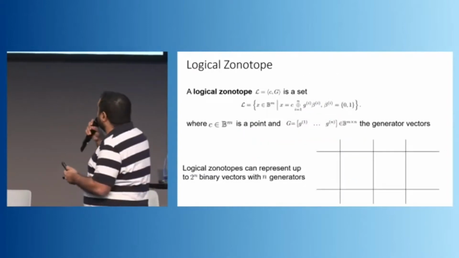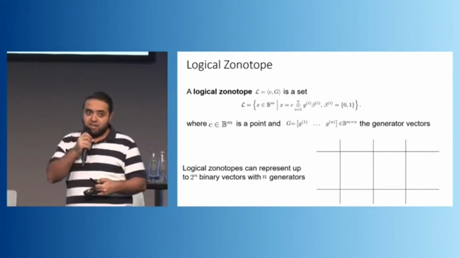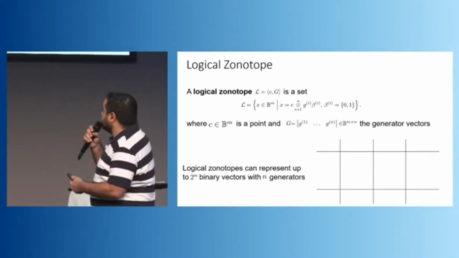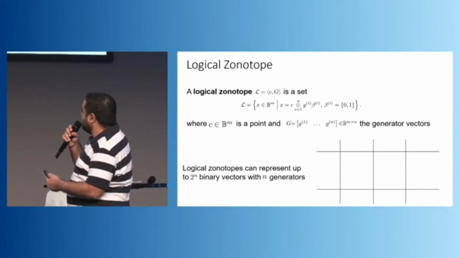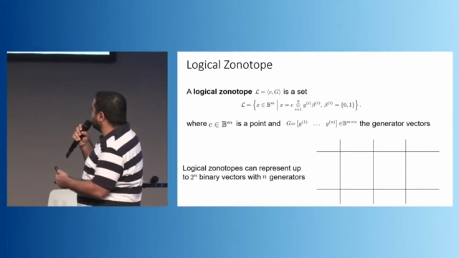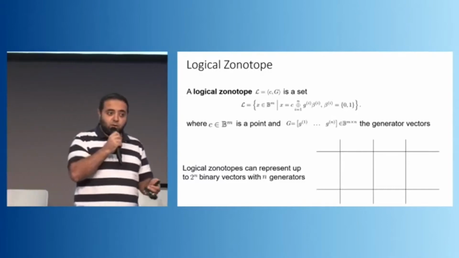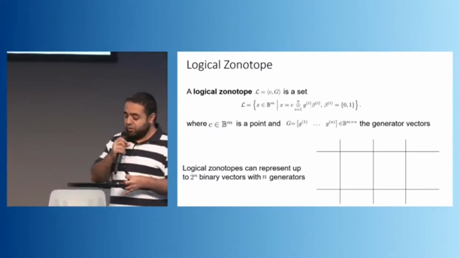We propose this set representation, and we came up with the idea of introducing sets in the binary domain, where the logical zonotope consists of a center and some binary vectors called generators multiplied by beta, where beta takes all the combinations of zeros and ones. You can look at beta as turning the generator on and off. For example, let's take a quick example.